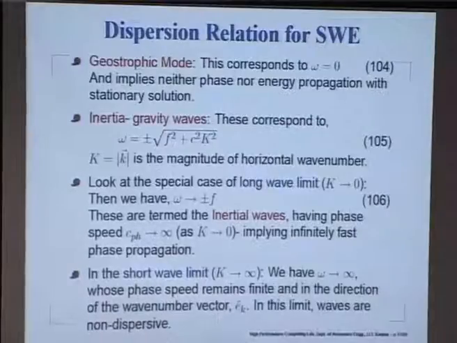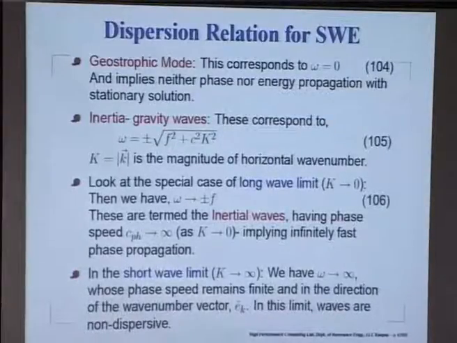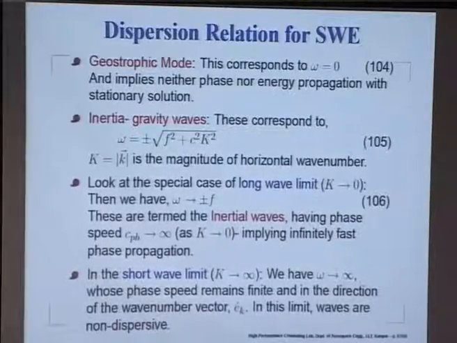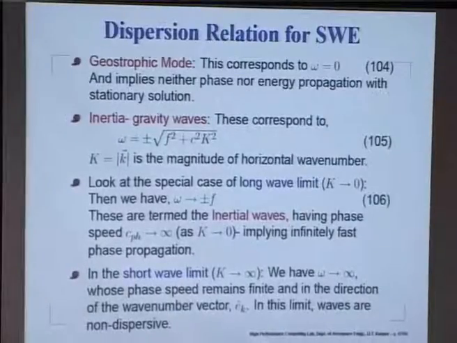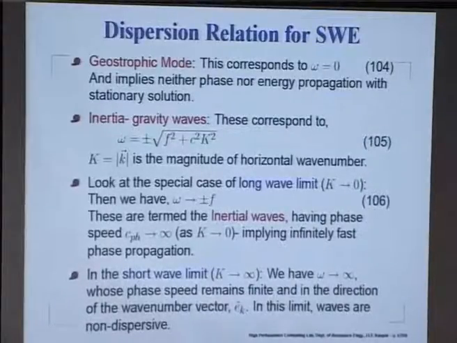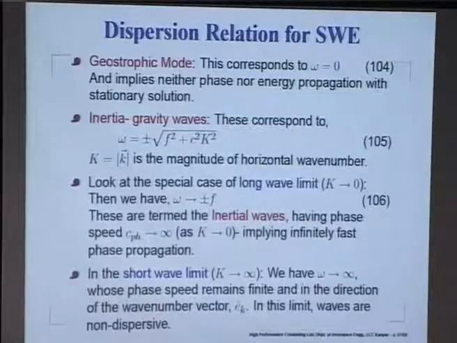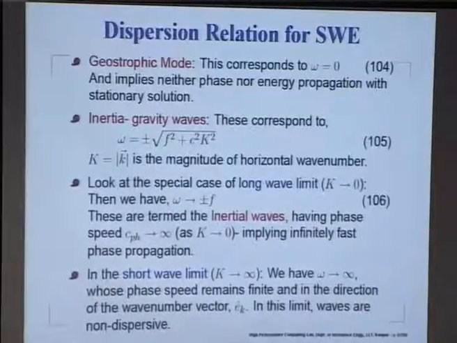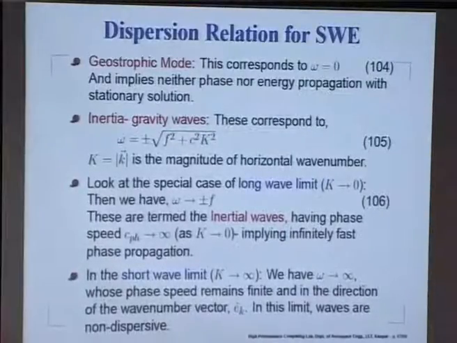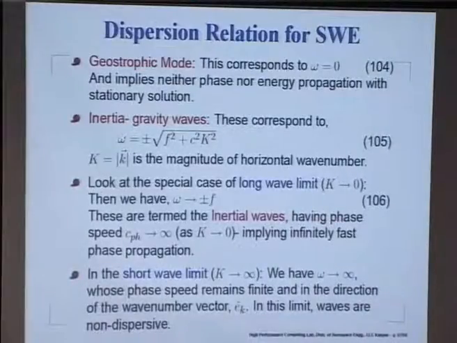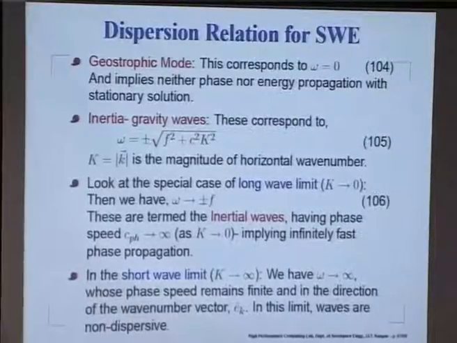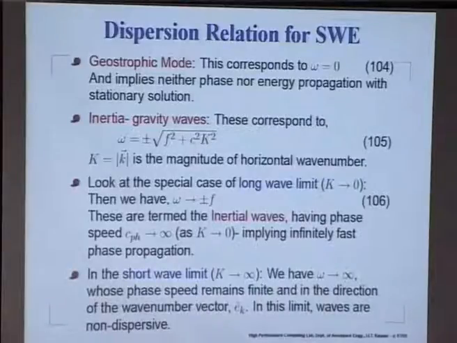Let us see what we get one by one. The root that corresponds to omega equal to 0 is what is called a geostrophic mode. This implies neither phase nor energy propagation, because it is a stationary solution, right, omega equal to 0. So, there is no question of dispersion, whereas the other factor indeed gives us omega as a function of k in the horizontal plane. So, in that horizontal plane we can talk about the magnitude of this horizontal wave number that we are calling here by capital K.